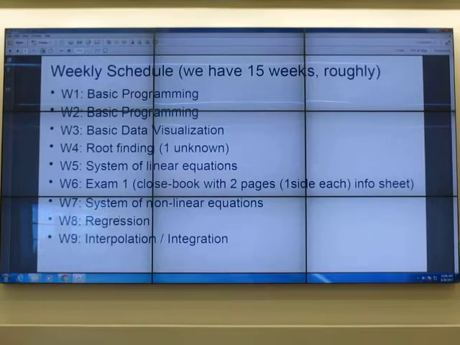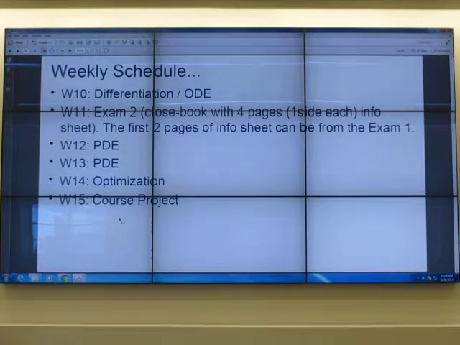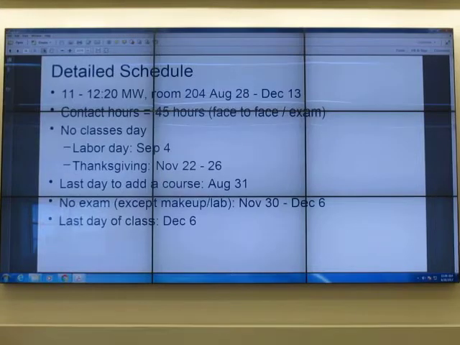Week 1, we do basic programming. Week 2, week 3, week 4, week 5, week 6, have exam. Exam 1, closed book, okay, 2 pages, 1 side each for information sheet or cheat sheet. And then we move on to system of nonlinear equation, regression, interpolation, and differentiation. And then we have exam 2. Then we have PDE, more PDE optimization, and the course project. No final exam, but okay, you have something to do.